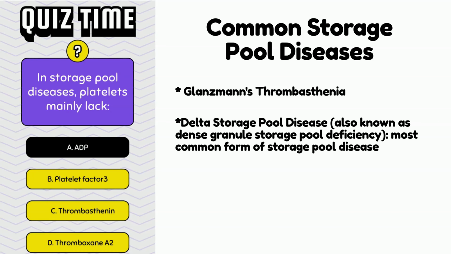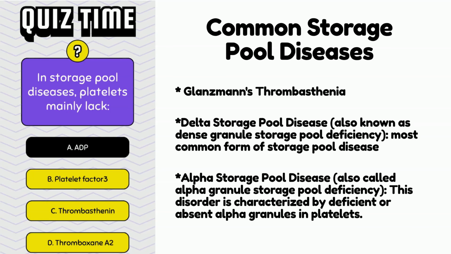Delta storage pool disease, also known as dense granule storage pool deficiency. This is the most common form of storage pool disease. It is caused by a deficiency or dysfunction of dense granules in platelets, which impairs platelet aggregation. Affected individuals may have reduced platelet release of ADP, serotonin, and calcium, leading to abnormal platelet function.